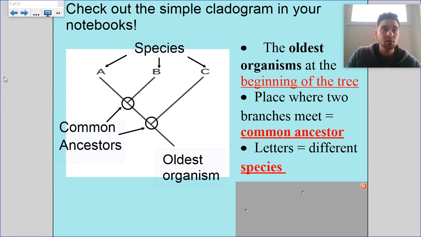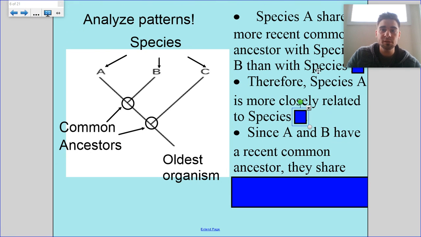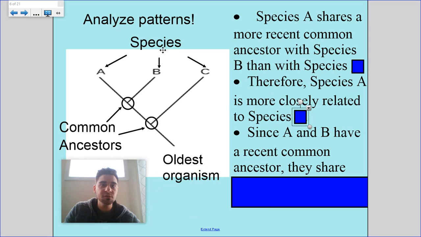All right, let's continue looking at this. And now let's sort of interpret this. Again, we established what each component is. What I want you to do is analyze the pattern. So species A shares a more recent common ancestor with species B, right here, than with species C. So you can see A is closer to B through here than it is to C, right? A connects with B right here, but A connects with C way down here. Therefore, species A is more closely related to species B, right? They share a more recent common ancestor.